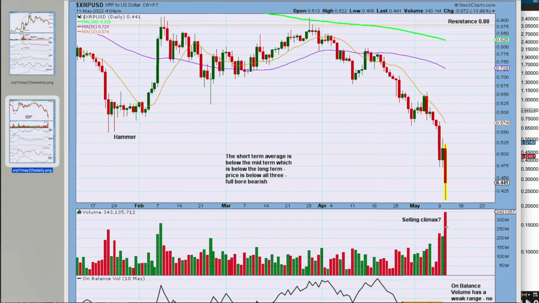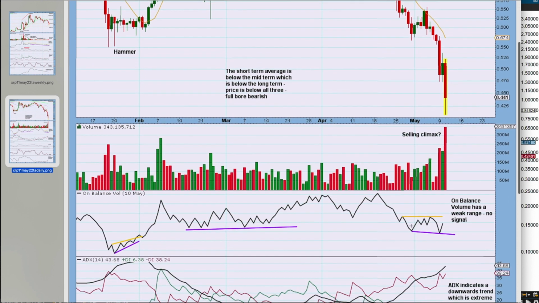This volume is stronger than prior volume for a long time on this downward session. Let's see how the session ends. It may look like it's developing a bullish long lower wick as well. The moving average situation is full on bearish. The short term is below the mid term, which is below the long term. They're all negatively sloped and price is below all three. On balance volume has quite a weak range, no signal at the daily chart level.